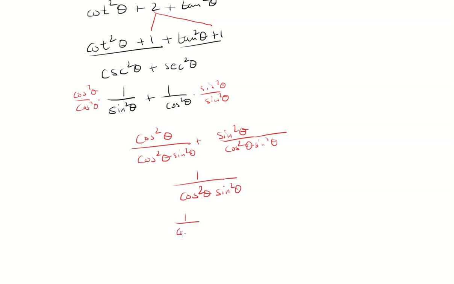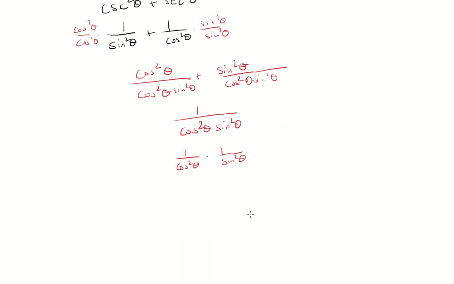which I can break up as 1 over cosine squared times 1 over sine squared. 1 over cosine squared is secant squared, and then 1 over sine squared is cosecant squared. And so this is the final answer.